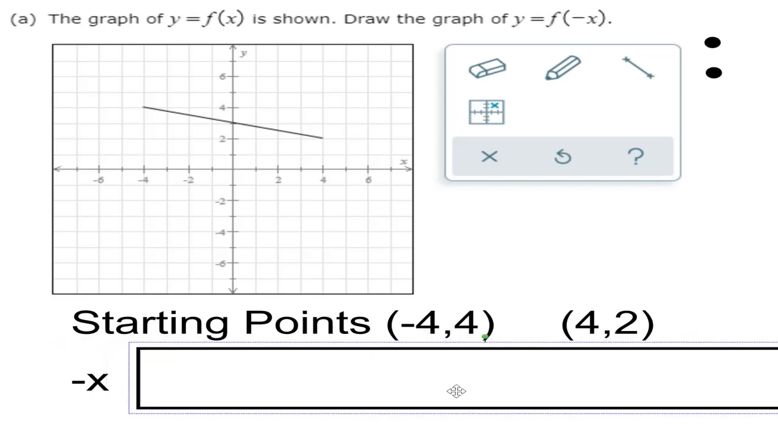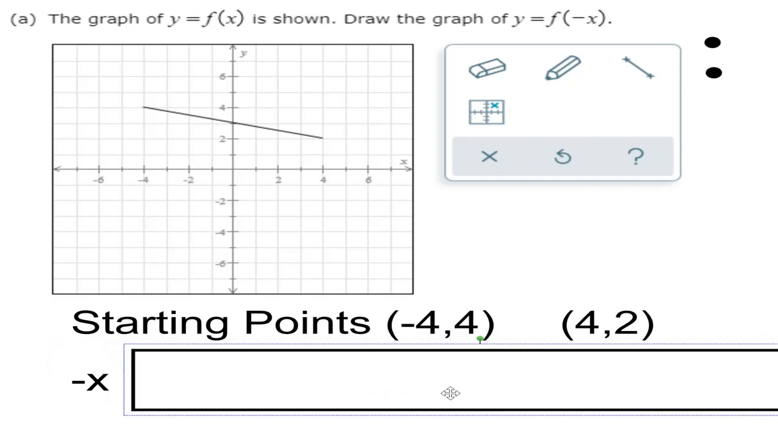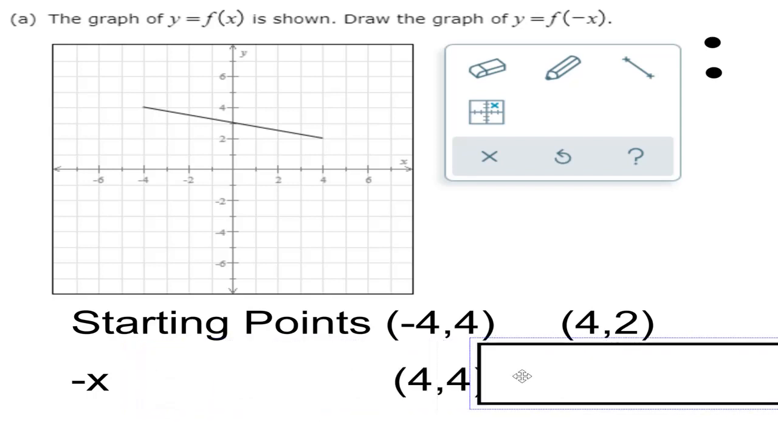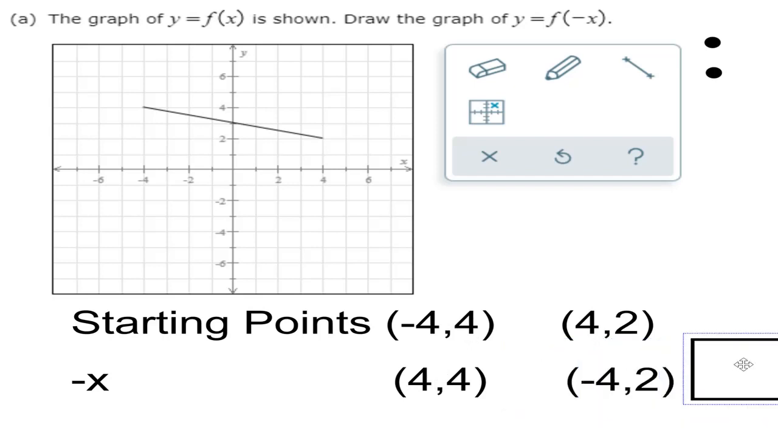So I'm going to change the signs of my x's. If it's a negative, it becomes a positive. If it's a positive, it becomes a negative. So my negative 4, 4 becomes positive 4, 4. And my 4, 2 becomes negative 4, 2. Now I'm going to graph those 2 points. So I go 4, 4, and negative 4, 2. And I connect the dots with a line. And there's my answer.